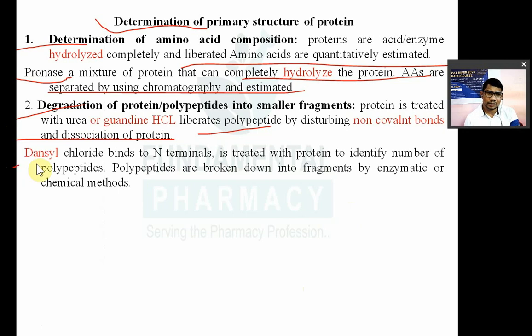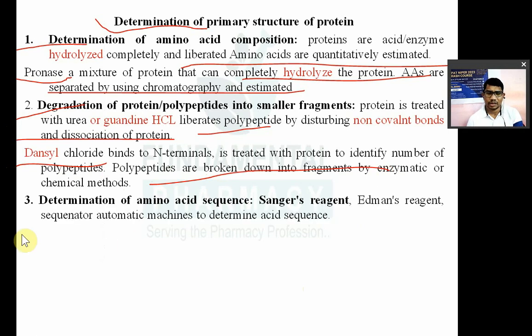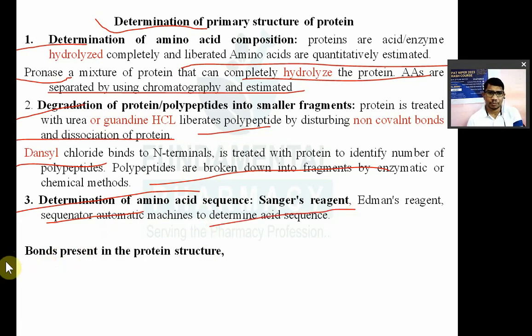Another reagent is there known as dansyl chloride, which will bind to the N-terminus of the protein to identify the number of polypeptides. Polypeptides are broken down into fragments by enzymatic or chemical methods. Now determination of amino acid sequence by Sanger reagent, Edman reagent, or a sequenator automatic machine. Sequenator एक automatic machine होता है जिसमें आप सिर्फ प्रोटीन डाल दो, reagent डाल दो, वो आपको पूरा amino acid sequence बताएगा. Now bonds present in the protein structure.